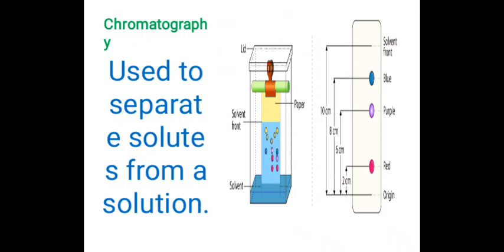Now, let's look at chromatography. In chromatography, you use it to separate a solid from a solution. And when you need a solid, like in the case of ink, solvent fronts and the solvent, you use chromatography to separate this.